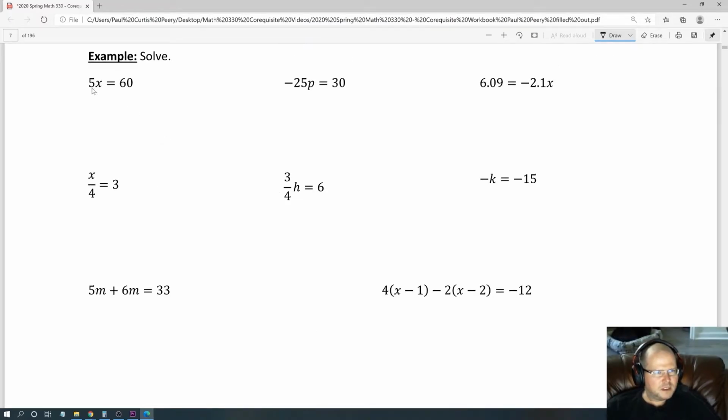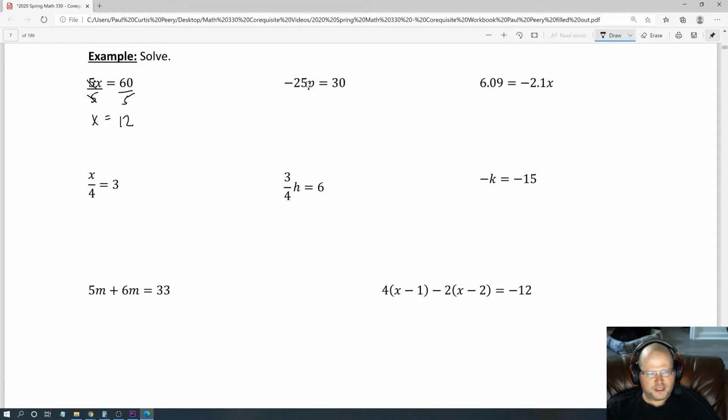Says solve. Now, just like before where we undid addition through subtraction or subtraction through addition, now we're going to undo multiplication by division. So we want to get that x by itself, but it's being multiplied by 5. And the way we do that is we divide it by 5. And whatever we do to one side, we do to the other. These 5 cancel out because 5 divided by 5 is 1. We bring down the x and we end up with a 12.